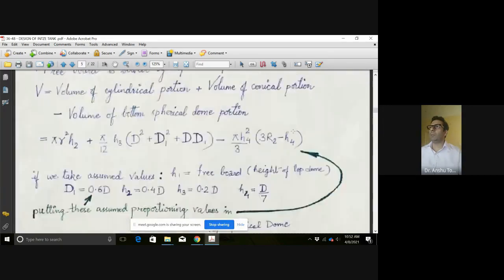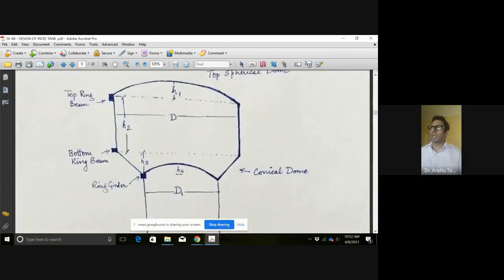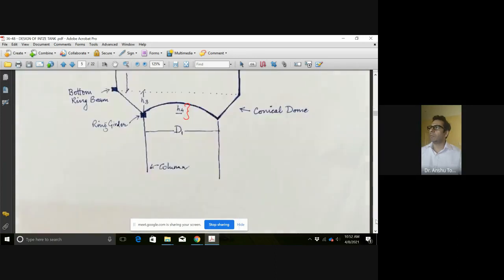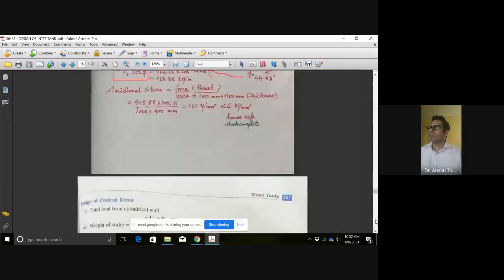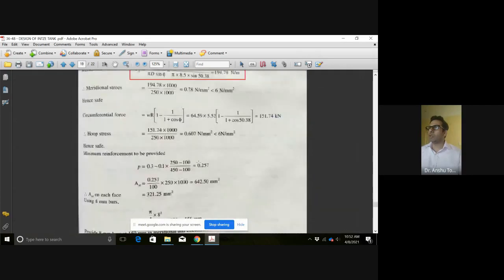While we have done the proportioning of the members, this is H4, which is D upon 7. So D upon 7 means 14 upon 7, which is equal to 2 meter. So this central rise is 2 meter.